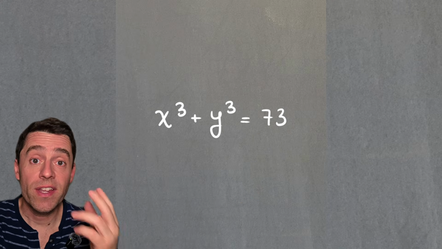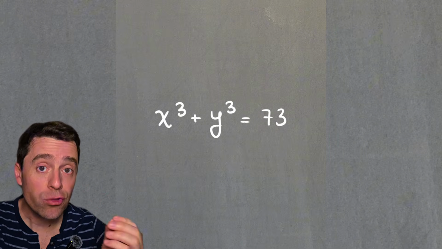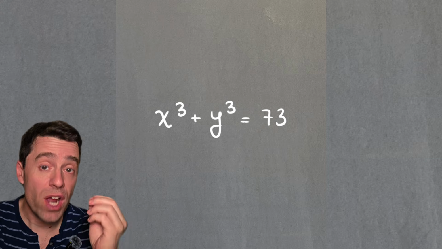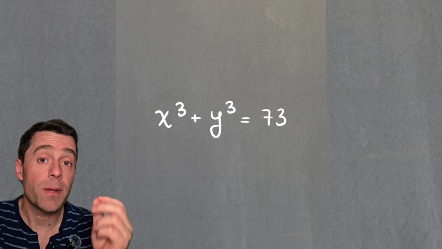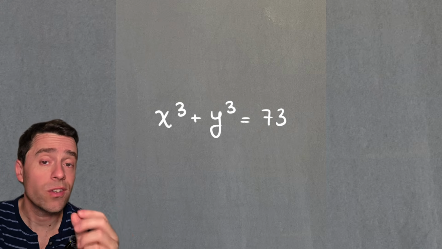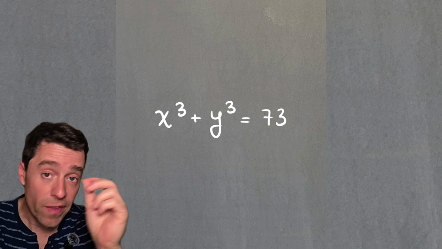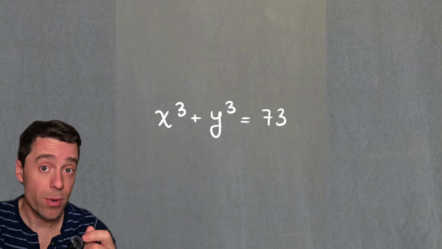What we want to prove is that this equation, x cubed plus y cubed equals 73, has no solutions with x and y being rational numbers. Or equivalently, what we say is that the curve in the plane given by this equation has no rational points. So no point on the curve, on the graph, such that x and y are both rational numbers.